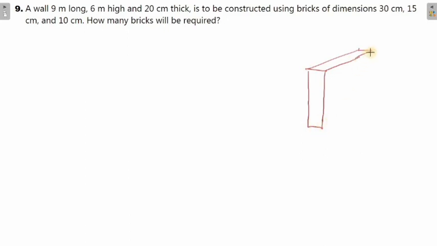Can you tell me what will be the shape of this wall? The shape of this wall is a cuboid whose length is given to be 9 meter. The height of the wall is given to be how much? It is given to be 6 meter. And the width of the wall is given to be 20 centimeter. Now for the construction of this wall, obviously you need bricks, isn't it?